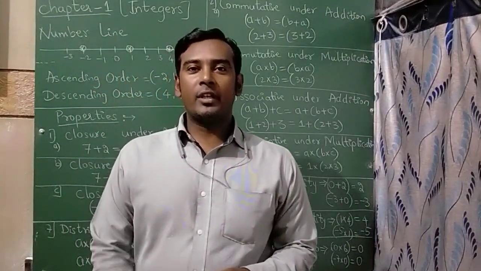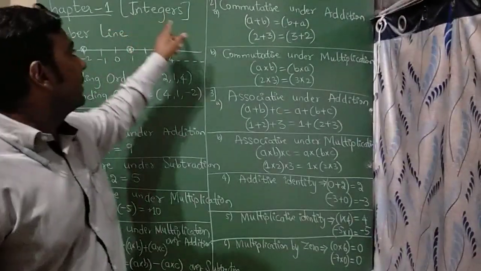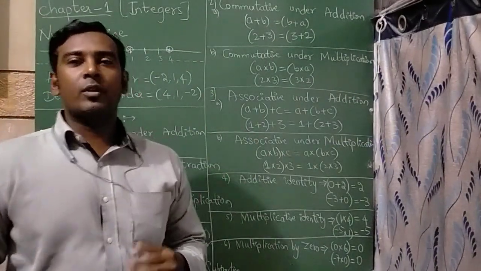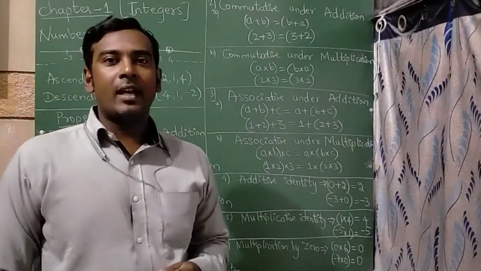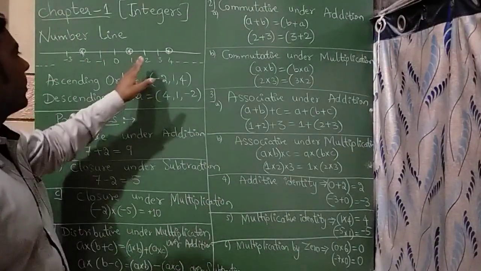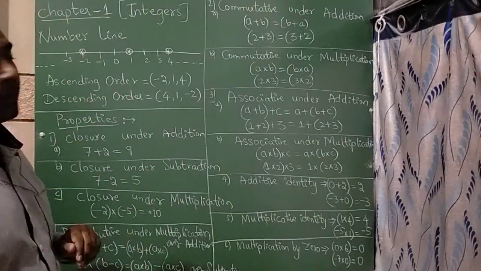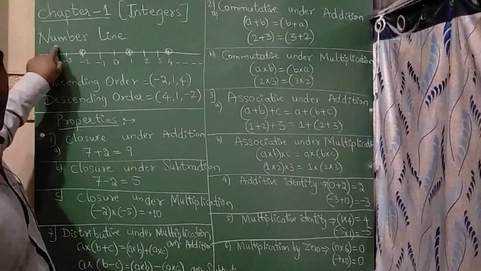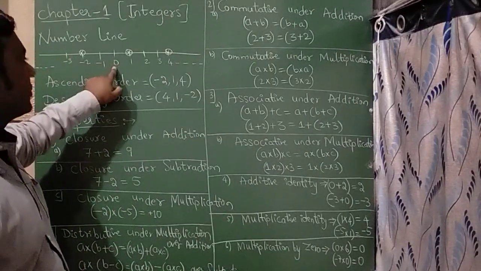Today I am going to teach chapter number 1, that is integers. Before going to the exercise, let me teach some basics of integers. Integers means positive numbers and negative numbers. So I have taken a number line here. It starts from 0.